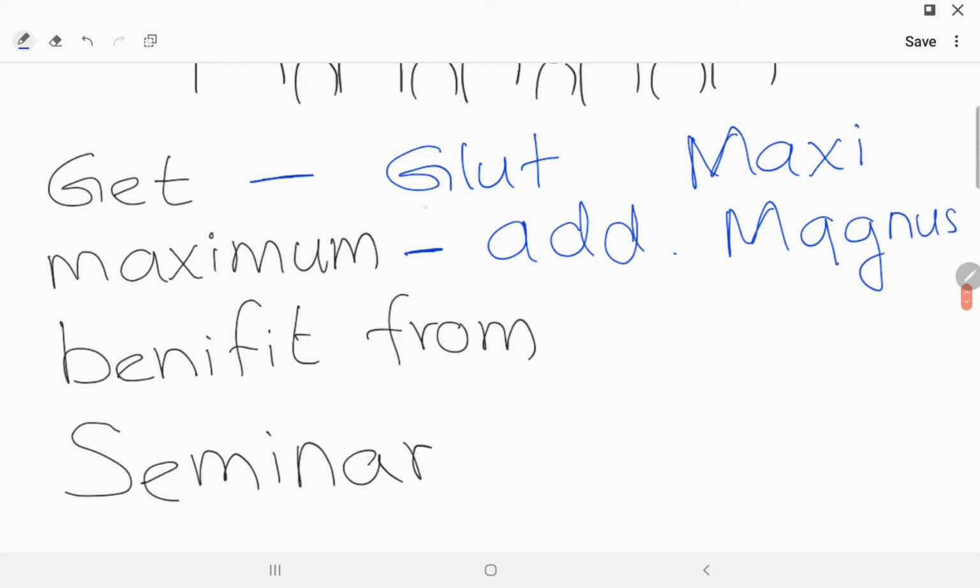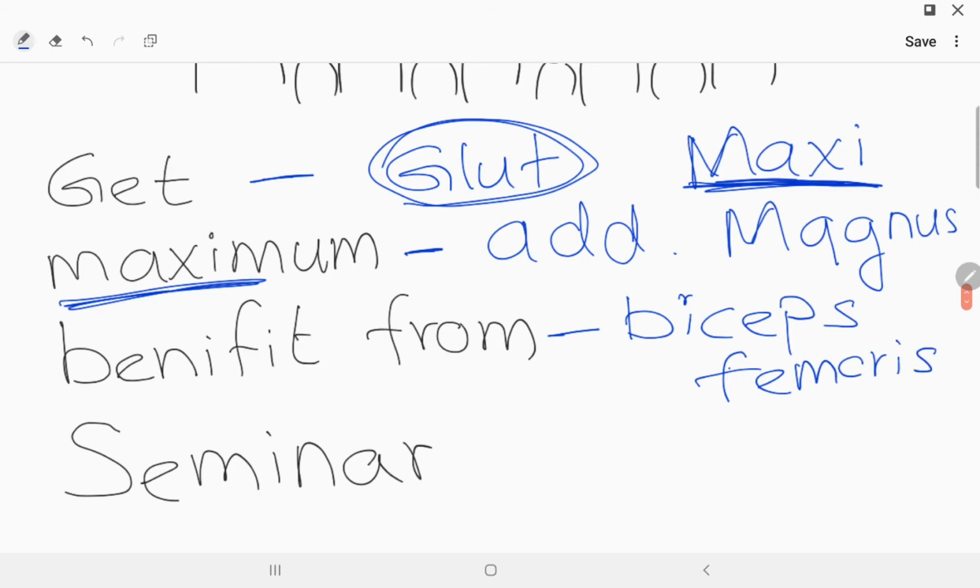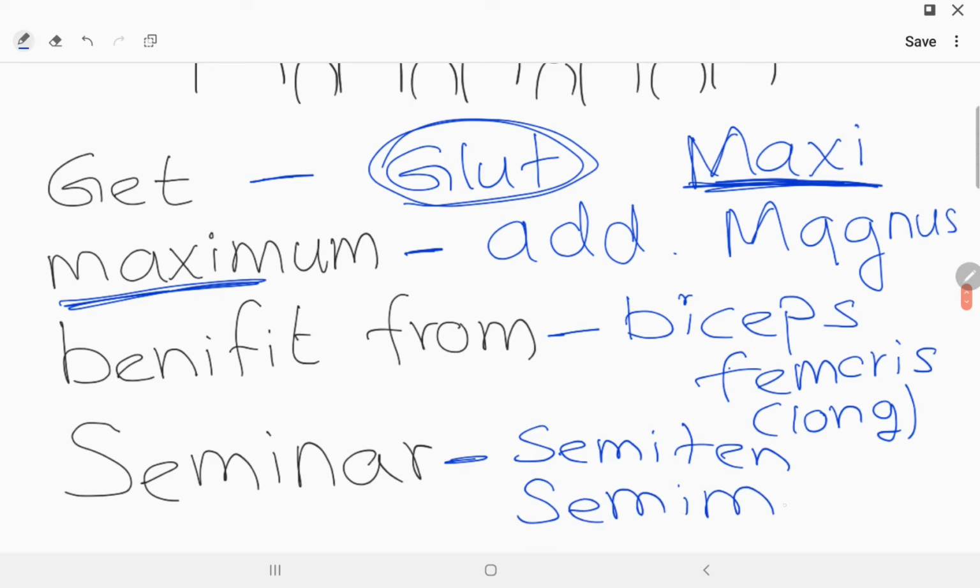So there are three gluteal muscles. So maximus, minimus, and medius. So get the maximus part from this. Okay, then you can get it clearly. So now benefit from is for biceps femoris. Actually here the long head is the flexor of the hip joint, not the short head. Okay, so the semina is for semitendinosus and semimembranosus. So that is the first mnemonic of extension.